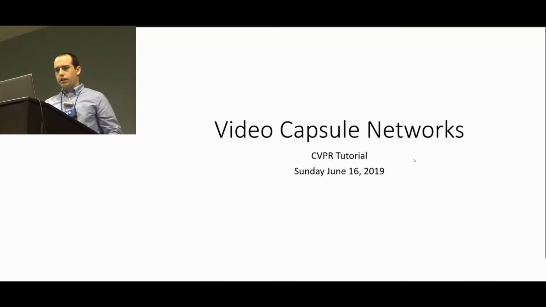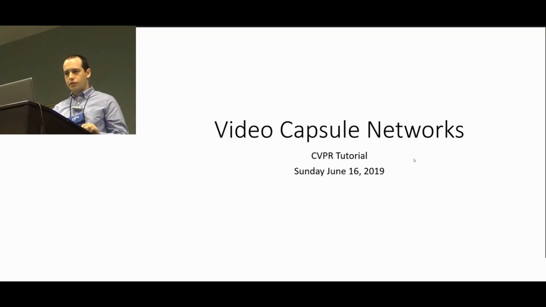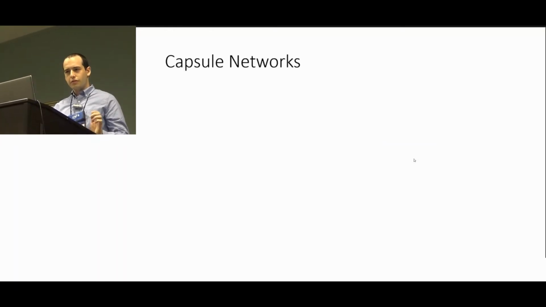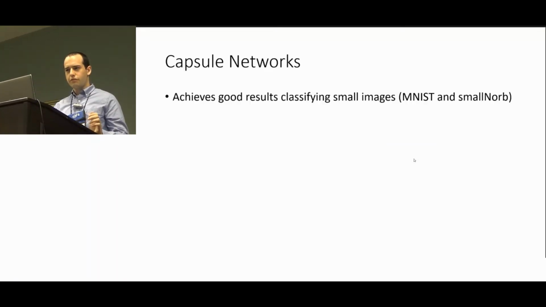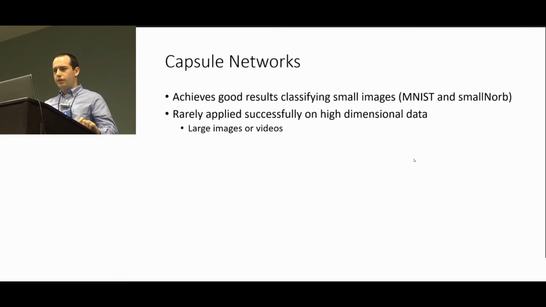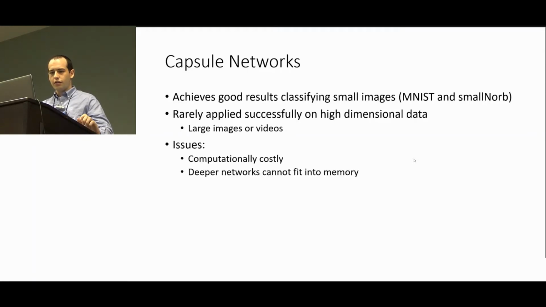All right, so I'm going to present on video capsule networks. Capsule networks, as we've seen, achieve very good results in classifying small images, like datasets such as MNIST and small NORB. But they've rarely been successfully applied to high dimensional data like large images and videos. The reason for this is that the capsule routing procedure is computationally costly, and deeper networks can't fit into memory.